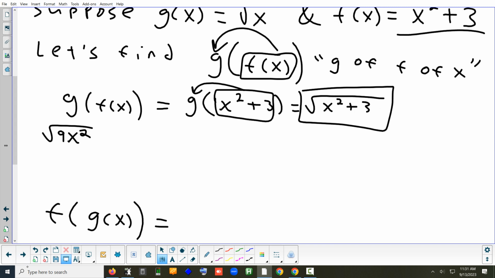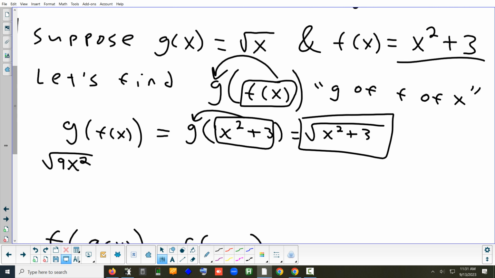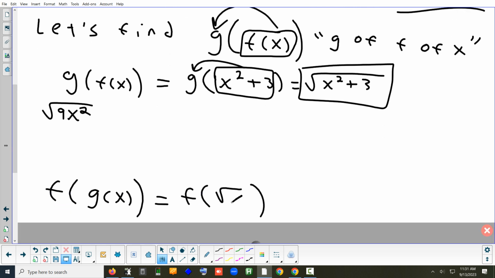Let's try it the other way. F of g of x. This means f of, and now look up g of x. Square root of x. So now, in the f function, you're going to replace all the variables with a square root of x. Let's just do that first, even if it does simplify. Just replace the variable with a square root of x, and then we'll see if we can simplify it.